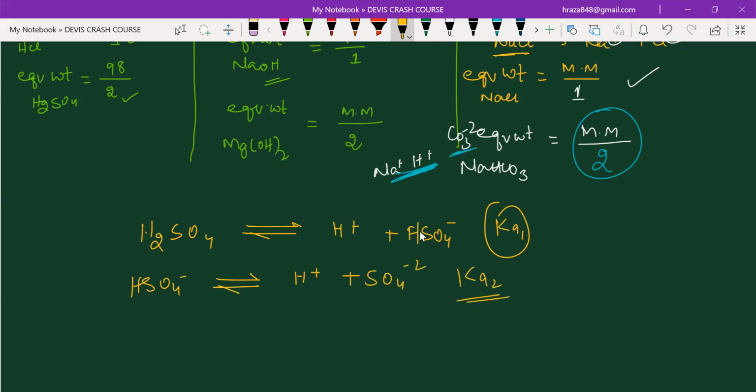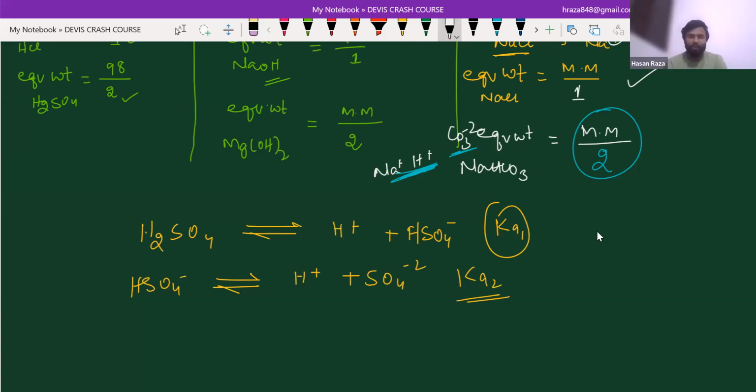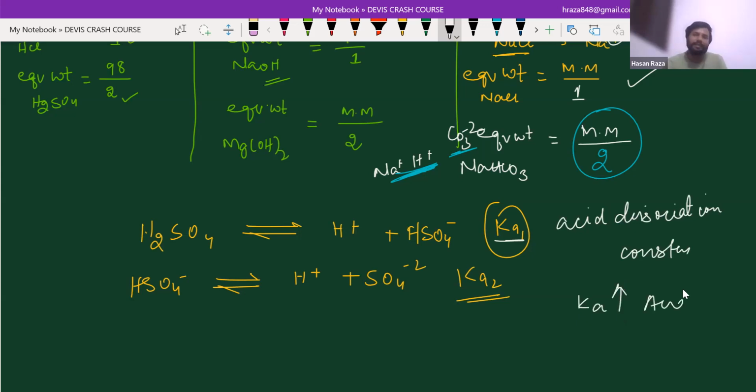Now see, do you know what this Ka1 and Ka2 say? This is the acid dissociation constant, right? And you know, if the acid dissociation constant is higher, that means the acidic character is very high. It is more acidic, a strong acid.